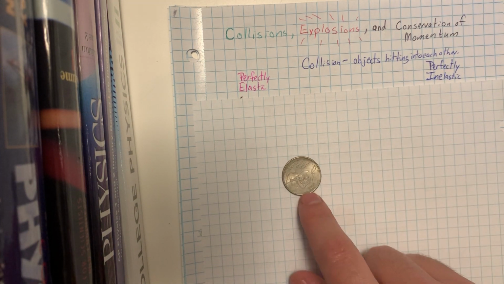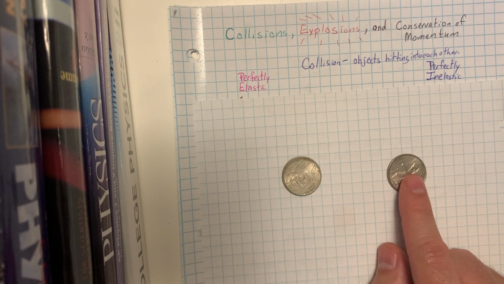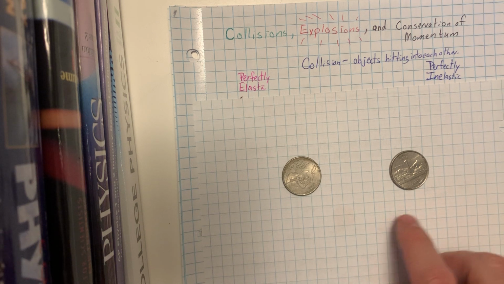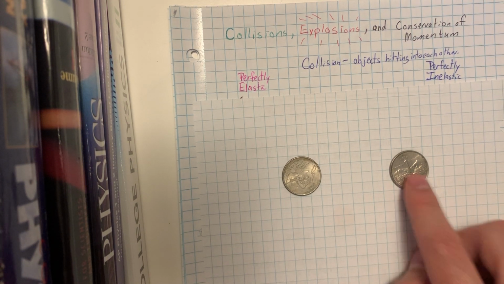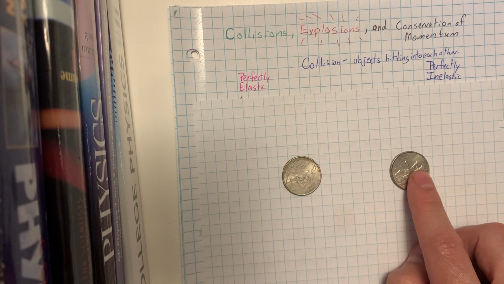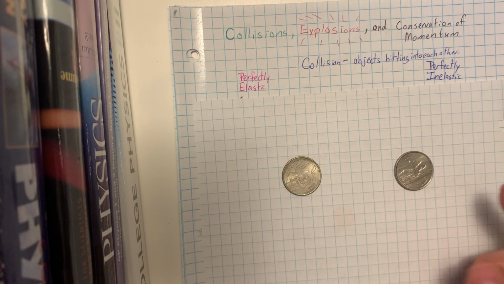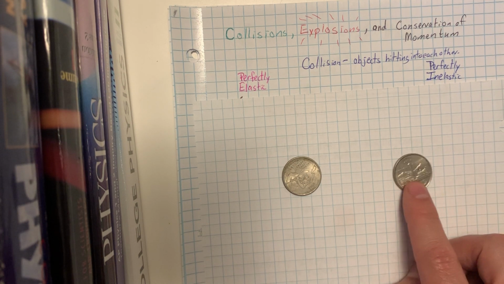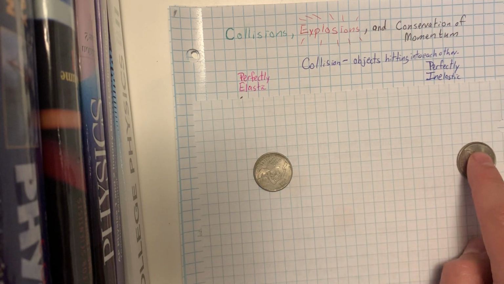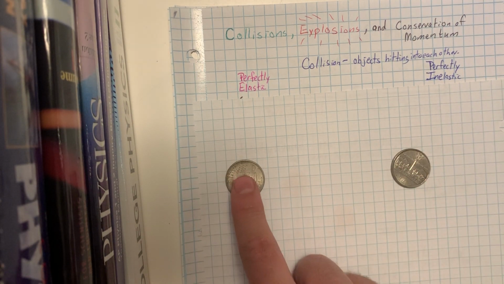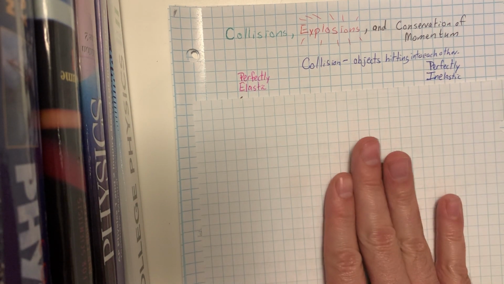Our kinematics tracks at school would be great for this. It's actually what they're designed for. But an elastic collision between two things that are going to bounce off of each other, like these two quarters, it's an elastic collision. We'll talk about how that relates to conservation of momentum in a little bit.